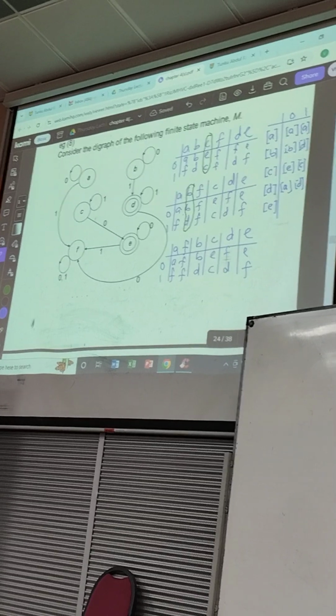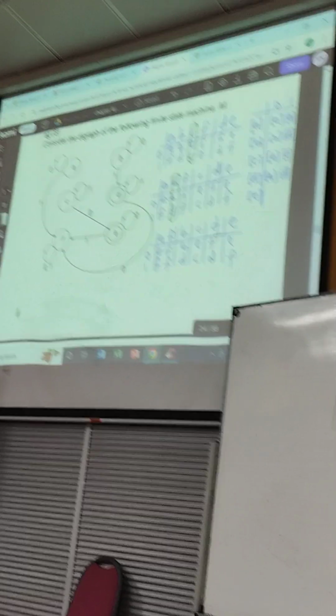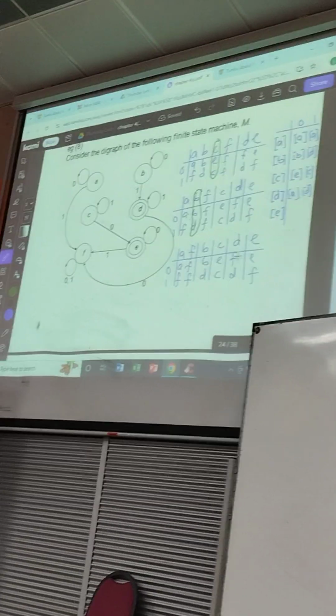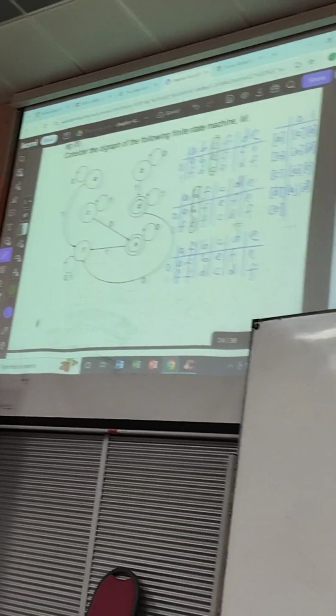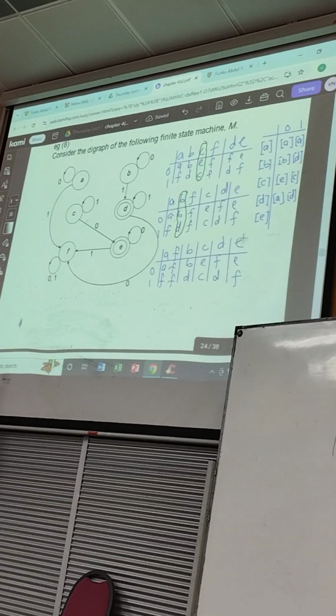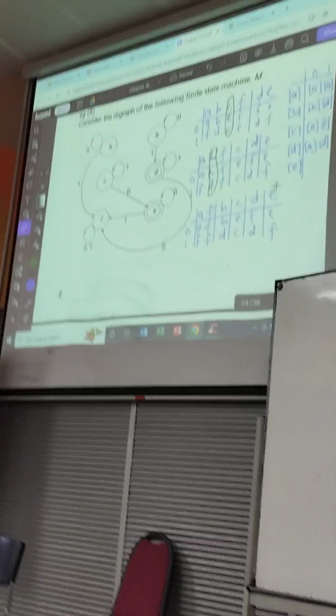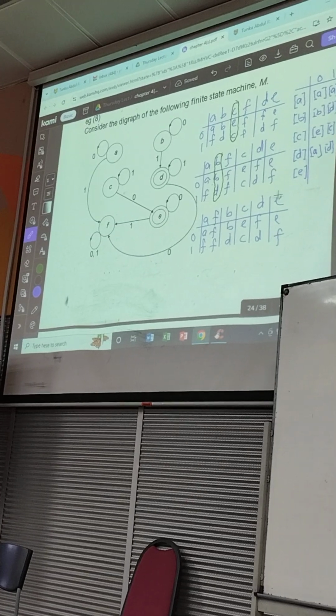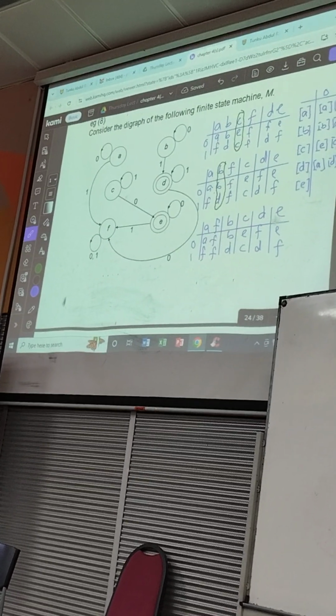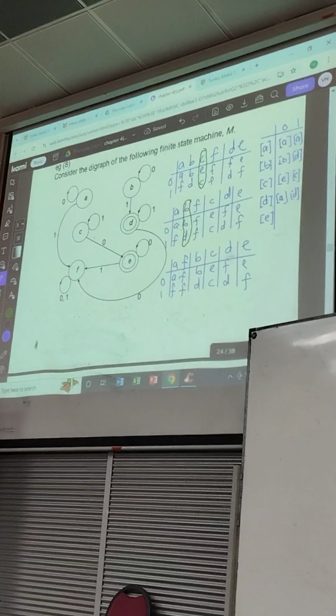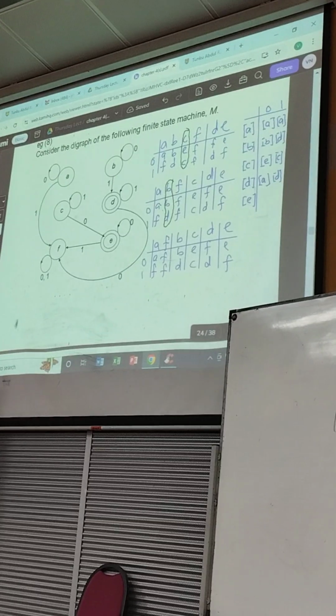Look at the original table. It is F or A. This table. D after input 0 is F or A. In this table, D after input 0 is F or A.